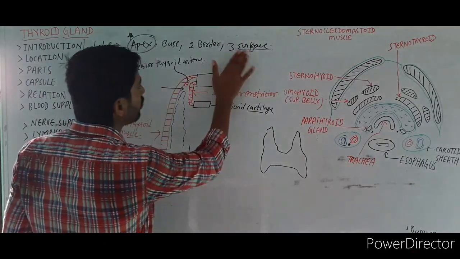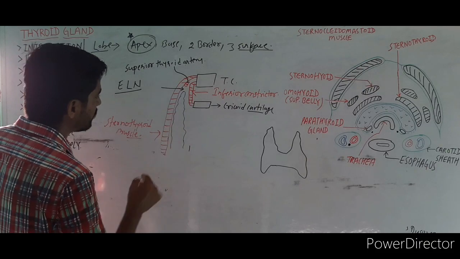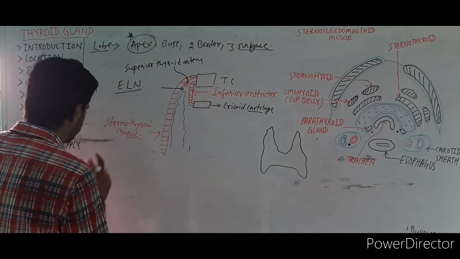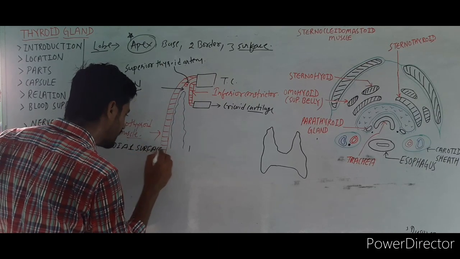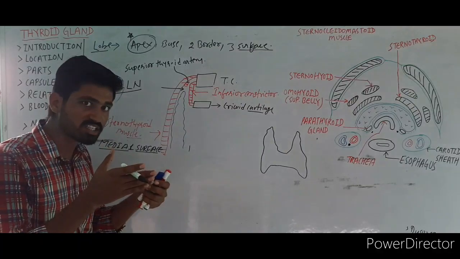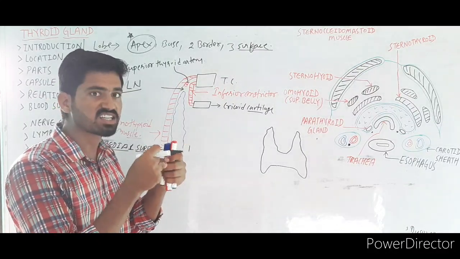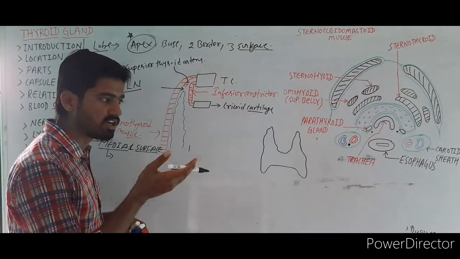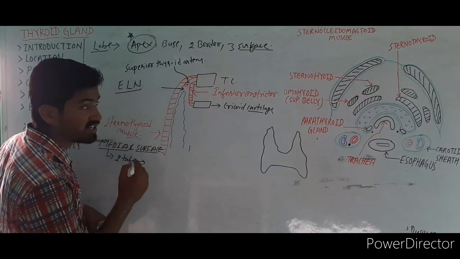Now we have to move on to the surfaces, which are very, very important. First of all, the medial surface. Can you tell me the relation of the medial surface? You know, the thyroid gland is situated in front of the trachea. See, thyroid gland, trachea, and esophagus. It is a highly crossed structure. So, two tubes. Listen, two tubes. This is the thyroid gland.